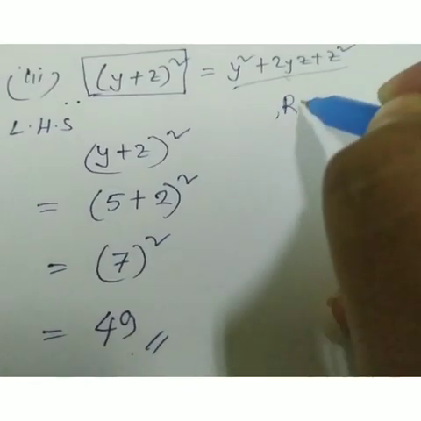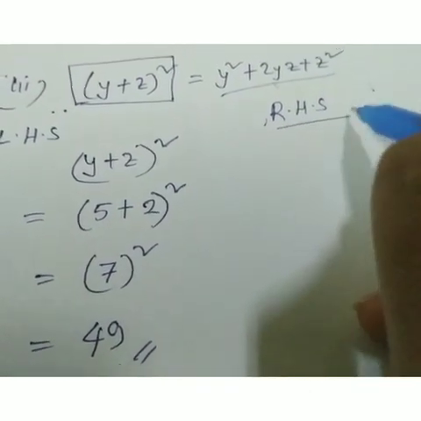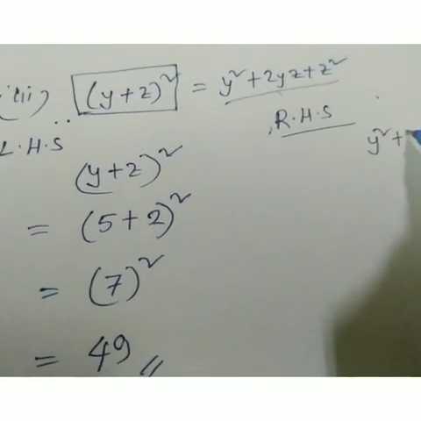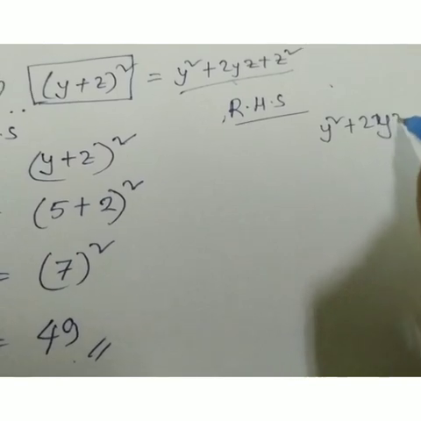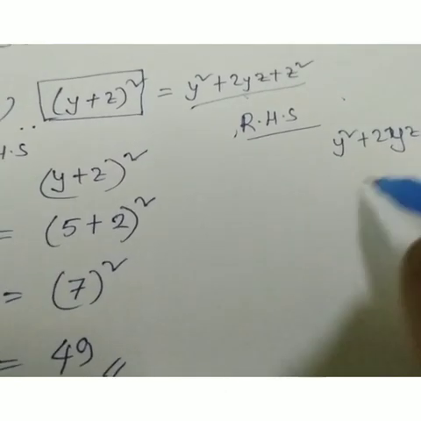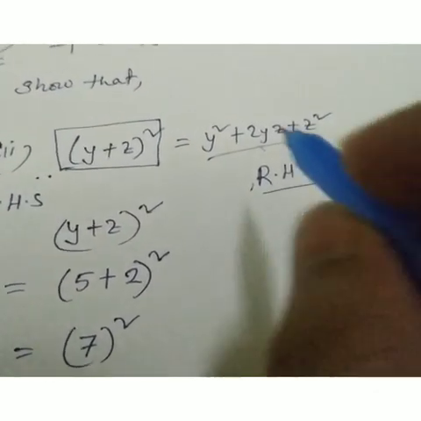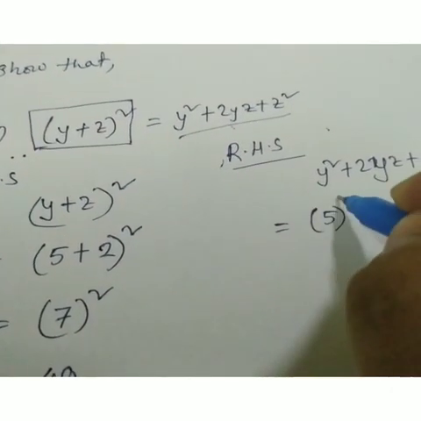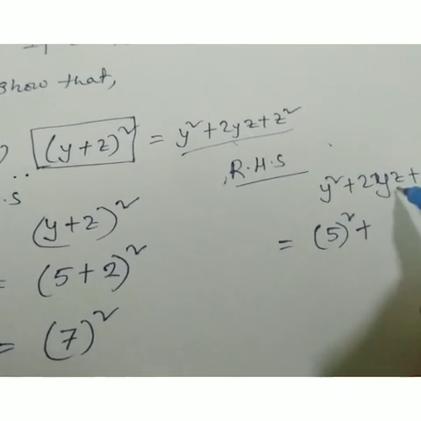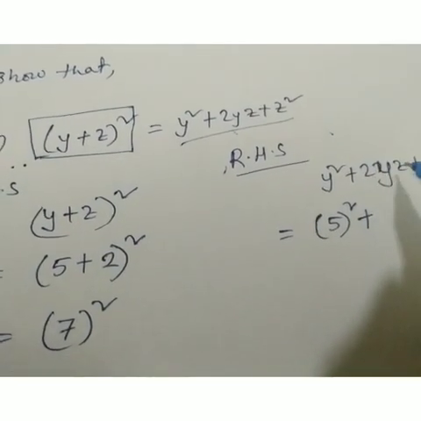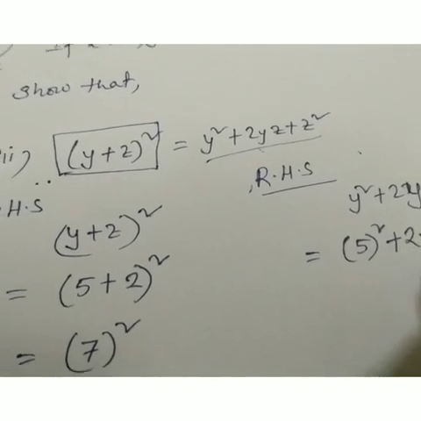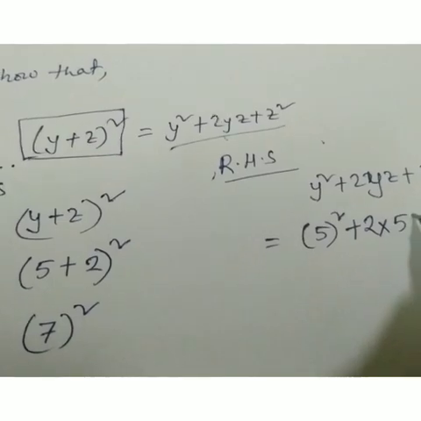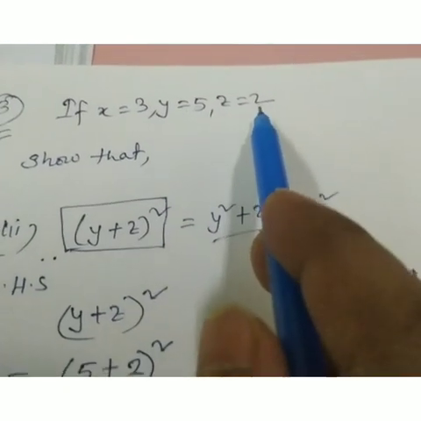So let's put the right hand side. What do we have? Y square plus 2yz plus z square. So instead of y, I will write 5 whole square plus 2yz. 2yz means 2 into y into z. So 2 into y, what is the value of y? 5. So 5 into z. What is the value of z? That's 2.